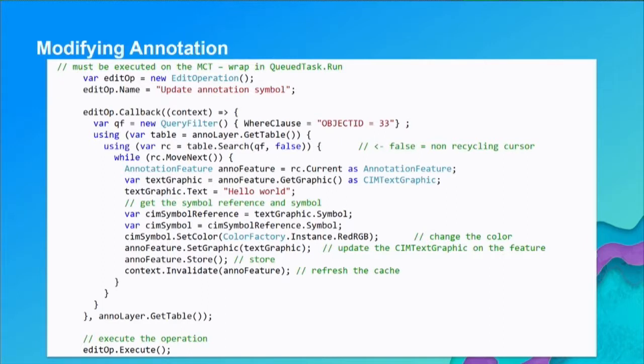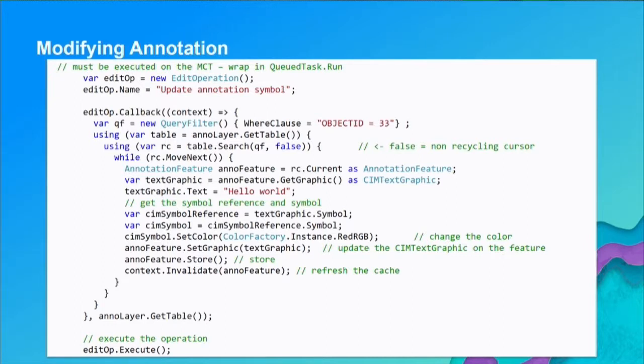From your cursor results, you iterate through all of those. You cast to an annotation feature, and you use the get graphic method to get your sim-text graphic. Once you have that sim-text graphic, all of the properties are available to you. The text, the symbol, the shape. So here we're going to change my text to hello world. I'm going to go ahead and change the symbol color to red. And then in this situation I've finished.